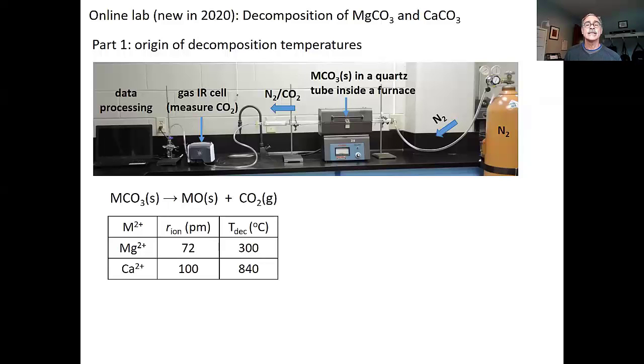And we gave the students the ionic radii. So the students were given the challenge of figuring out why this would be the case by looking at the thermodynamics. And this allowed them to connect with some of what they learned in first year. So delta G for this process is really a reflection of temperature and the equilibrium constant. And for this reaction, the equilibrium constant is just the partial pressure of CO2 that's generated.